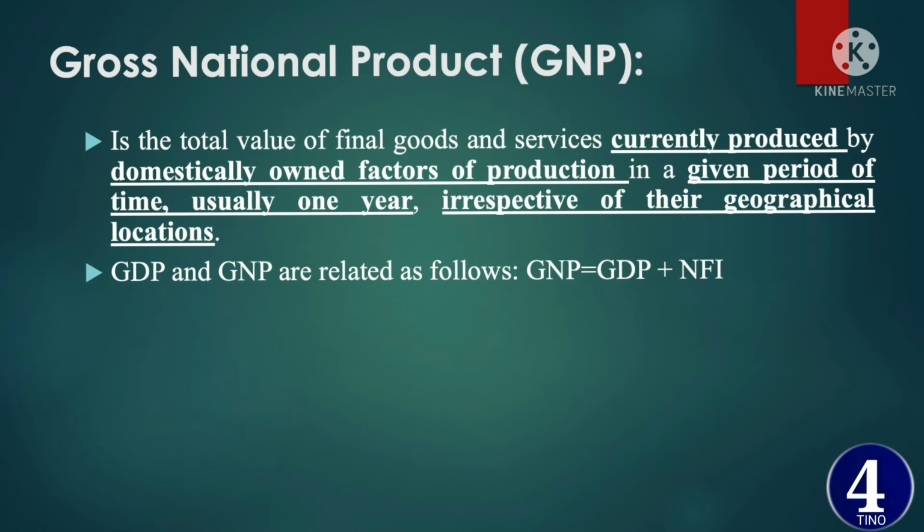Now, by the way, GDP and GNP are related. The way that they are related is by this formula: GNP is equal to GDP plus net factor income. This is a formula that you have to keep in your mind. But the question of what we mean by NFI is going to be answered by the next explanations.